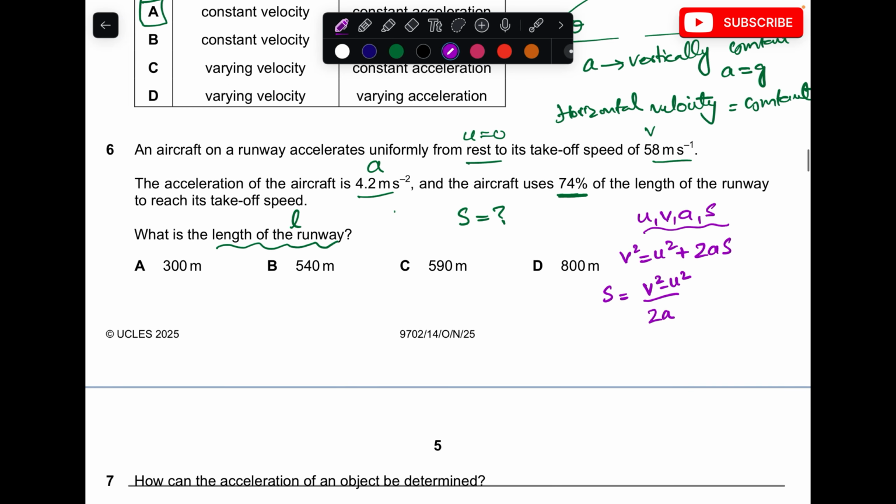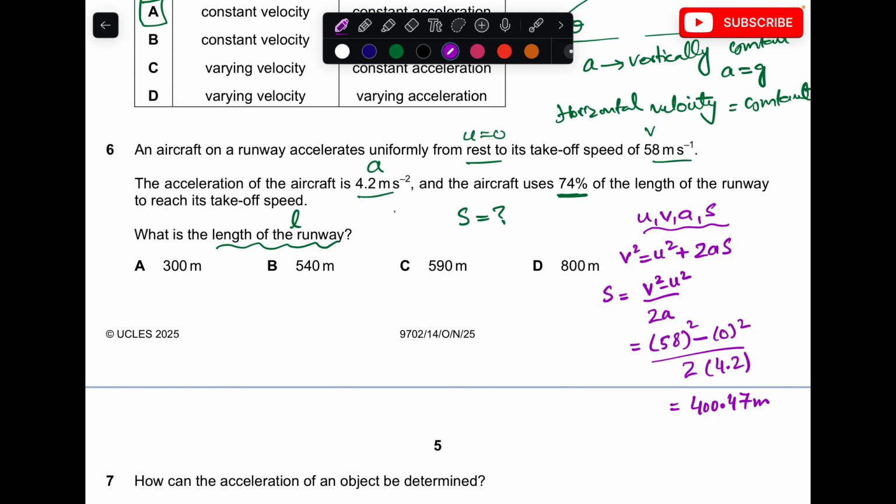Okay, you just have to put the values. v is 58, u is 0, and a is 4.2. That will give you 400.47 meters. Okay, this is the distance.